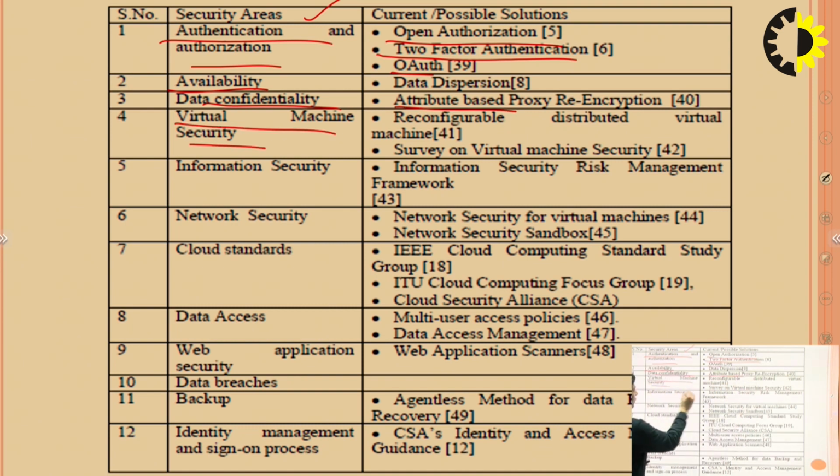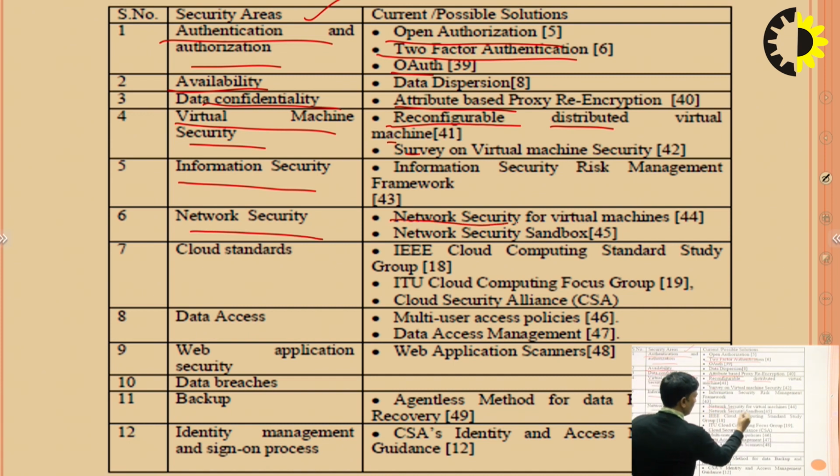Virtual machine security: reconfigurable distributed virtual machines, and surveys on virtual machine security. These are the possible solutions. Information security: network security for virtual machines, and network security sandbox. They are the possible solutions. Cloud standards like IEEE, the Cloud Computing Standard Study Group, the ITU Cloud Computing Focus Group, and the Cloud Security Alliance, CSA.